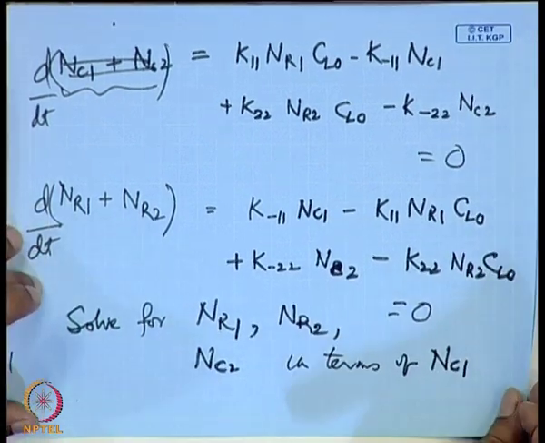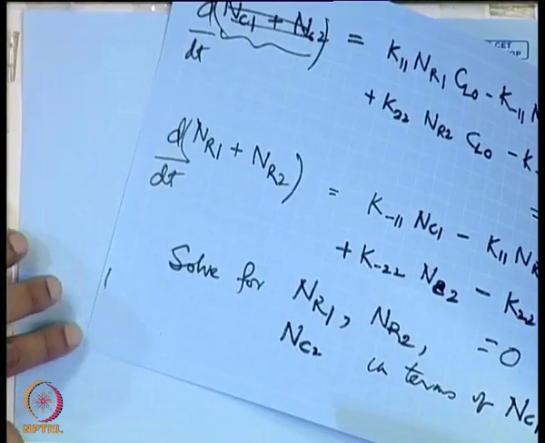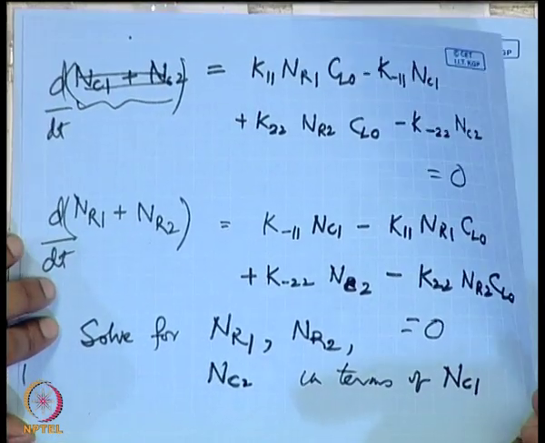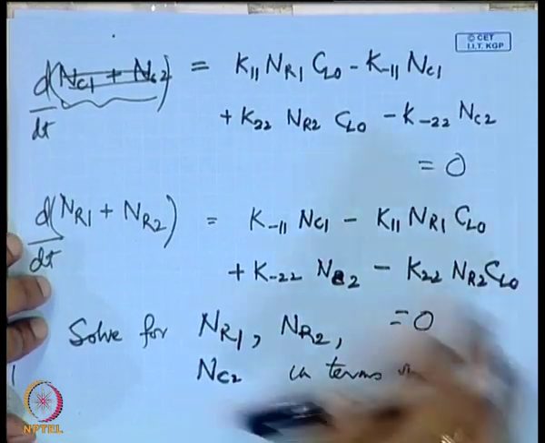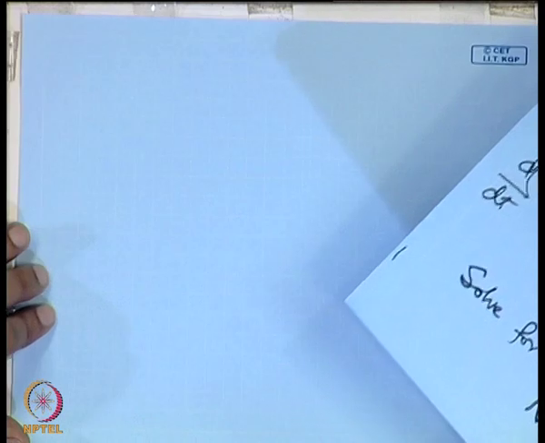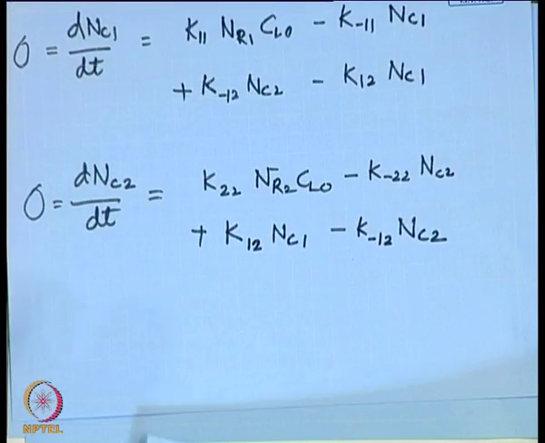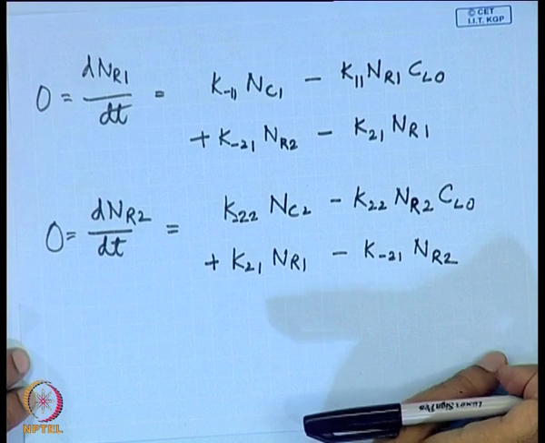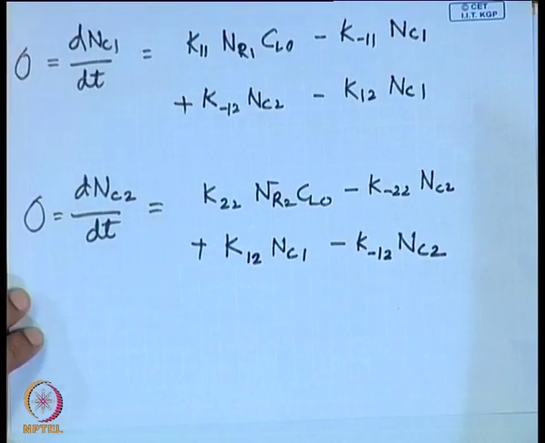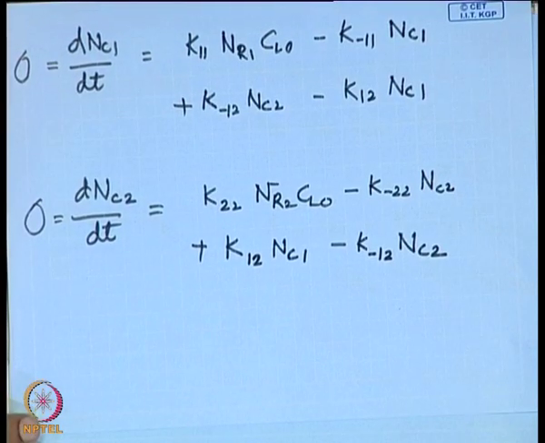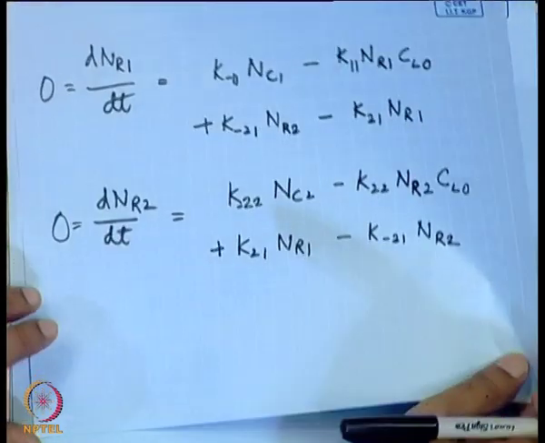So, when we do that, what we can get from here is that we can replace everything in terms of NC1. Now, what was my constraint equation? If you look at these two sets of reactions that I have written over here, let us go one by one. This is NR1 and NR2, and this is NC1 and NC2. If you add all these 4 sets of reactions, what do I get?